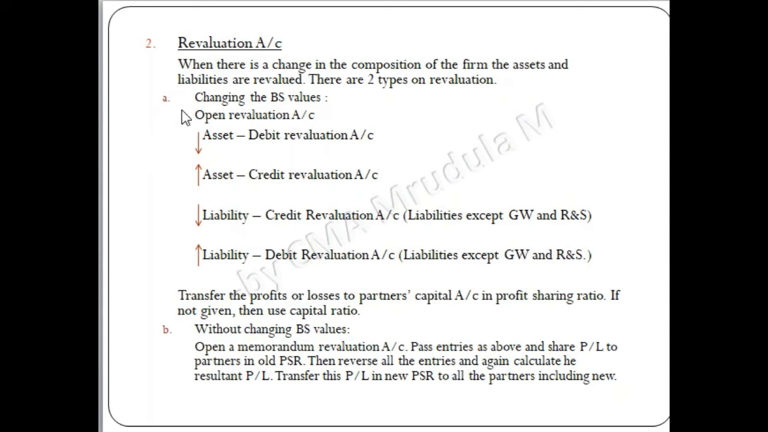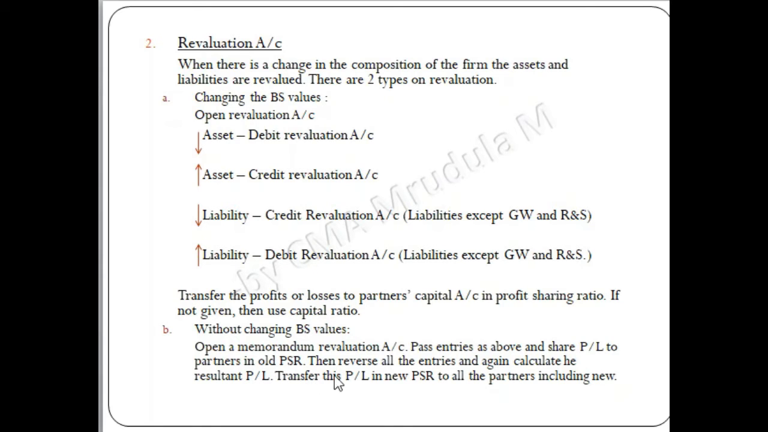Now, these are the steps to be followed if the balance sheet values are also to be changed. When balance sheet values should not be changed even post revaluation, then you're supposed to open a memorandum revaluation account, pass the entries as discussed above, share the profit and loss to the partners in the old profit sharing ratio, then reverse all the entries and again calculate the resultant profit and loss, and transfer this profit and loss in the new profit sharing ratio to all the partners, including new partners if there is an admission.